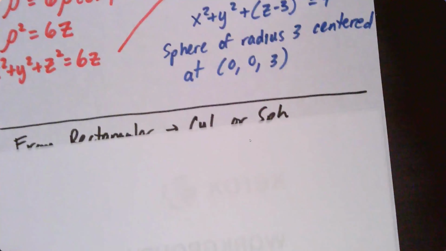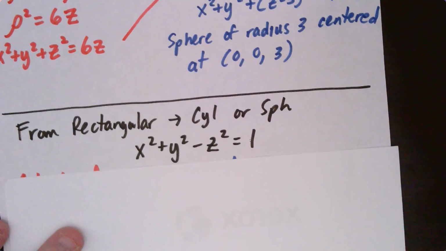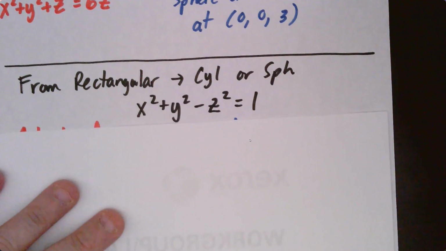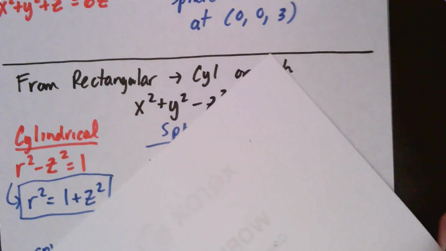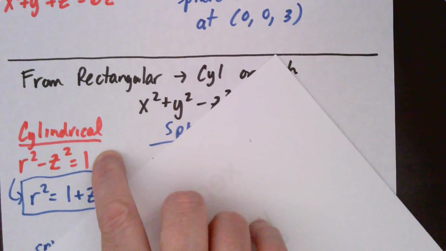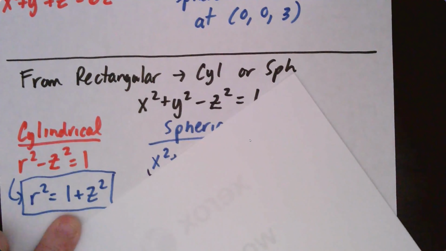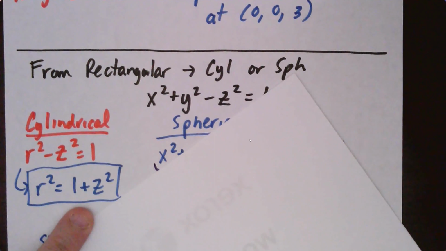We can also look at converting from rectangular to cylindrical or spherical. Let's choose one of our hyperboloids of one sheet and see what both outcomes look like. x squared plus y squared minus z squared equals 1. If I go with cylindrical, I replace x squared plus y squared with r squared, and I get r squared minus z squared equals 1. r squared equals 1 plus z squared. So the radius has a minimum of 1, and as z gets larger and larger, the radius gets larger and larger.